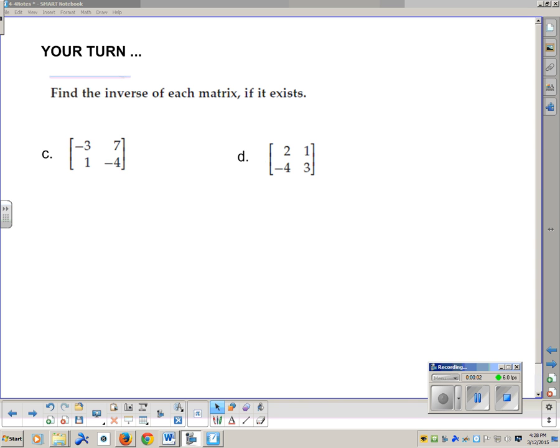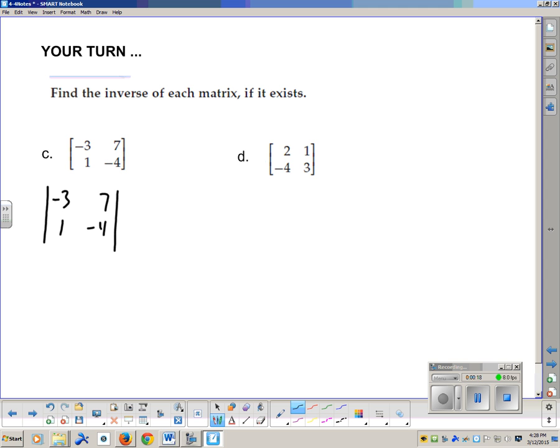All right, so now that you found those, let's go through them and see how you did on those. Let's see if we can figure out the determinant here. So -3, 7, 1, -4. Remember to find the determinant, you multiply AD, so that's -3 times -4 minus 7 times 1. So we end up getting 12 minus 7, which gives us a value of 5. So therefore, we know that the inverse exists.